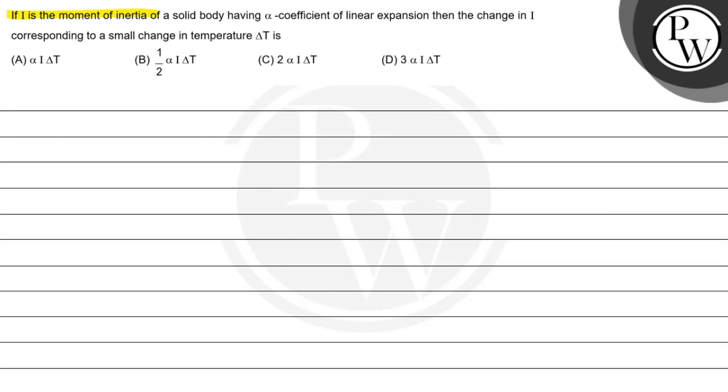So let's read the question first. If I is the moment of inertia of a solid body having alpha coefficient of linear expansion, then the change in I corresponding to a small change in temperature delta T is.